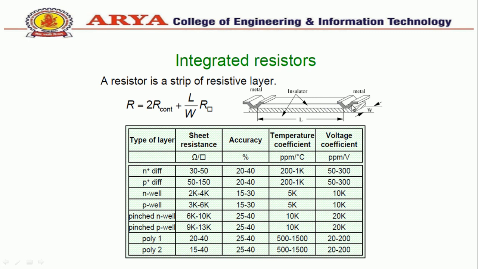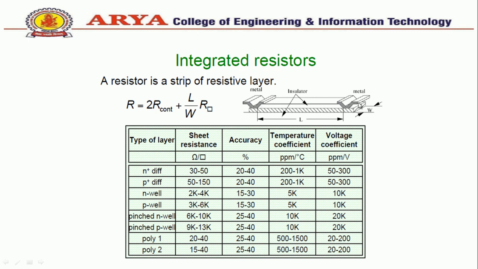The body of the resistance is electrically insulated from its surrounding by an oxide layer or by a reversely biased junction. So if we assume that sheet resistance is given by R square, the total resistance R is given by R equal to twice R cont plus L upon W R square, where R cont is a localized resistance describing the ending of metal contacts. So these are the metal connection contacts.